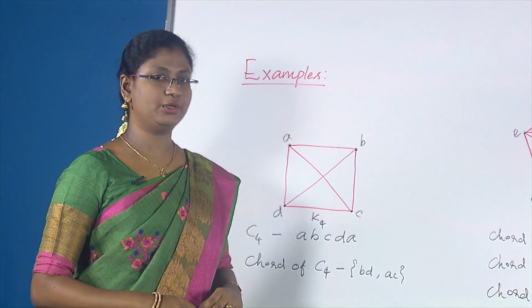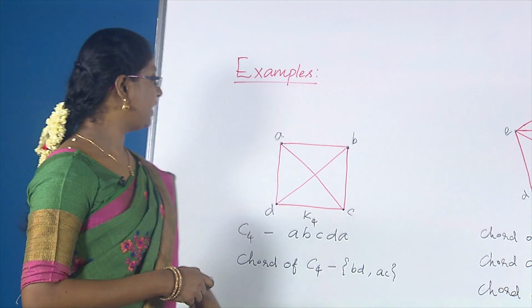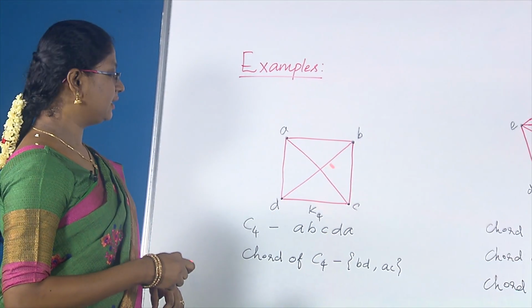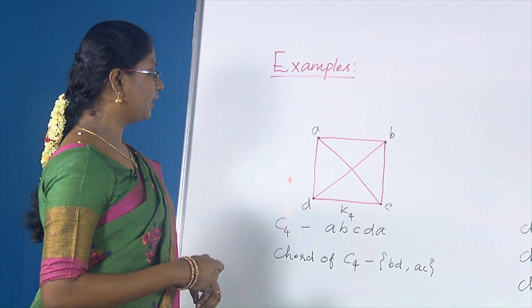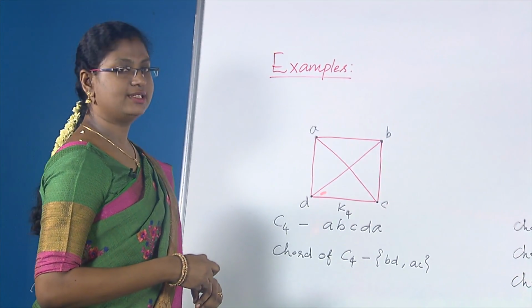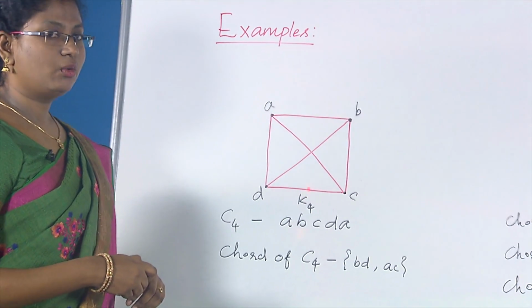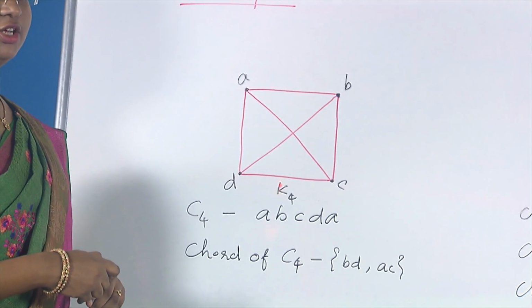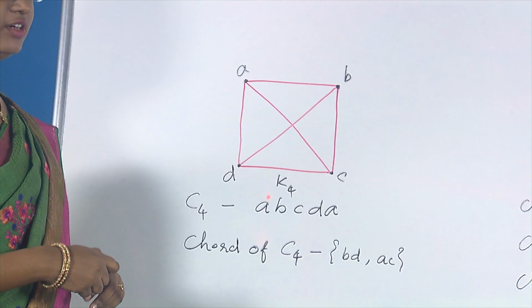I already told you every complete graph is a chordal graph. So here I am having K4, a complete graph on 4 vertices A, B, C, D, and since every vertex is adjacent to every other, this is a complete graph. So what is the definition of a chordal graph? For a chordal graph, every cycle of length at least 4 should have a chord.